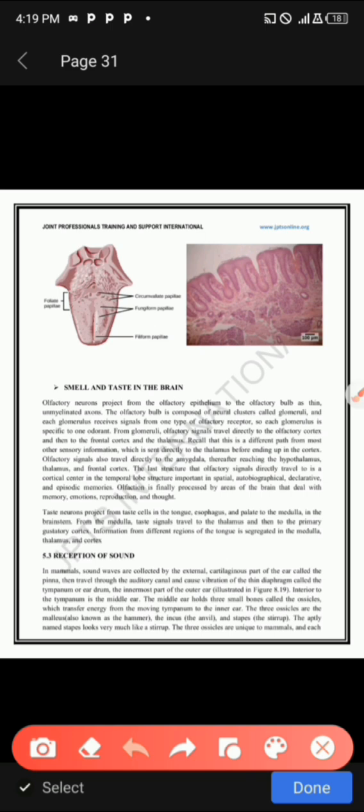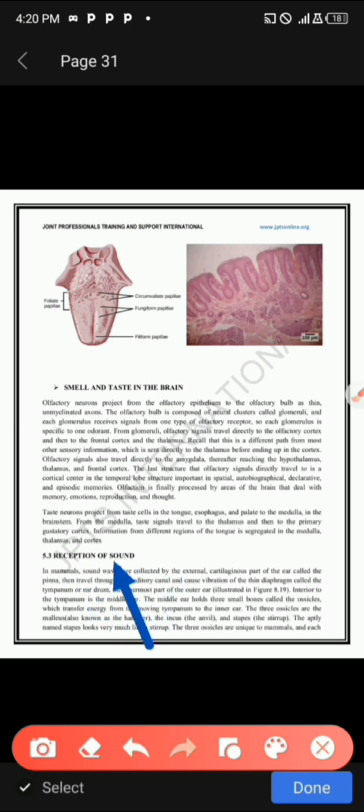The last structure that olfactory signals travel to is the cortical region in the temporal lobe, a structure important in autobiographical memory, and others. When you look at this one, you see the one called the receptor. In that aspect, the receptor is talking about sound.